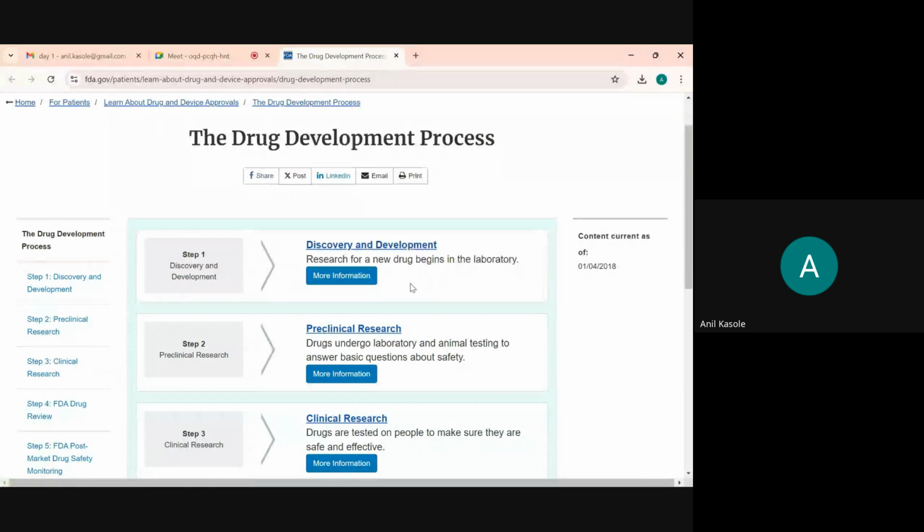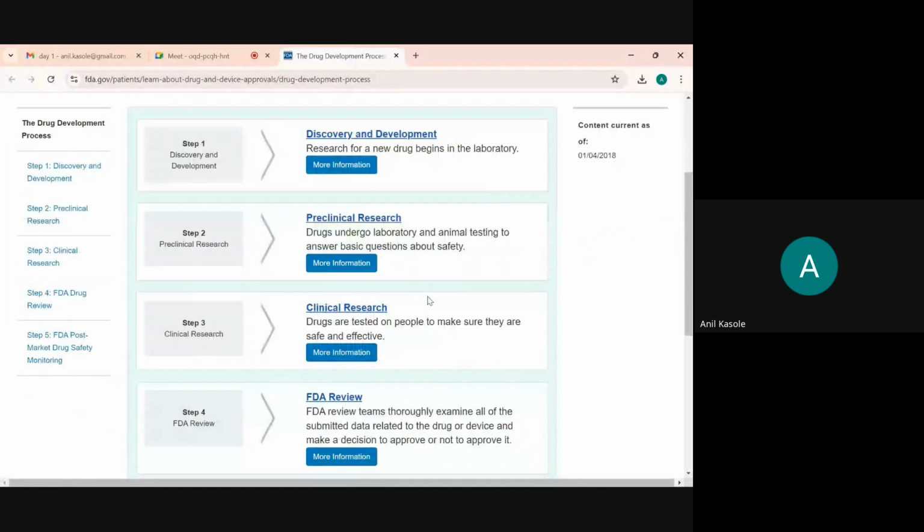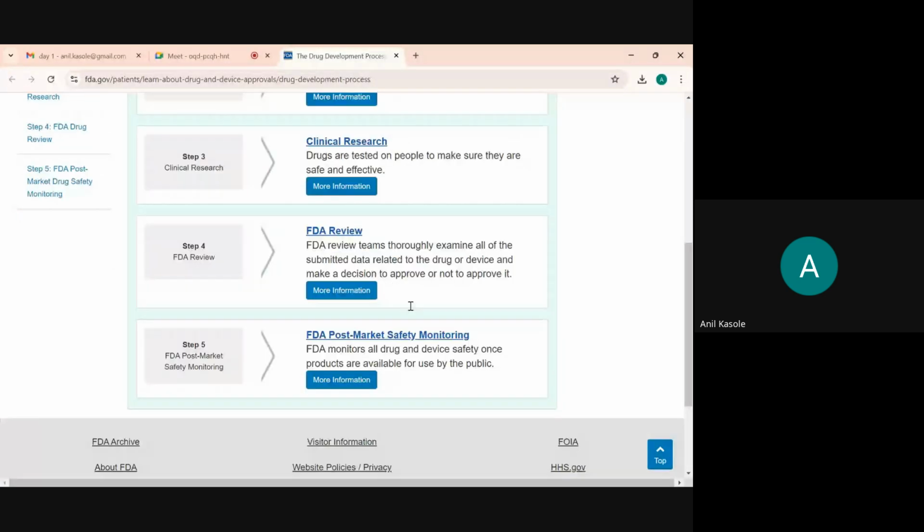So it requires time investments. That's the reason many of the products are costlier, and the final products also. Once, for example, the new product is approved by the FDA, you can see step 5. Step 4 is important. Then the FDA will do post-market safety monitoring. That means it monitors the safety of all drugs and devices once products are available for use by the public.